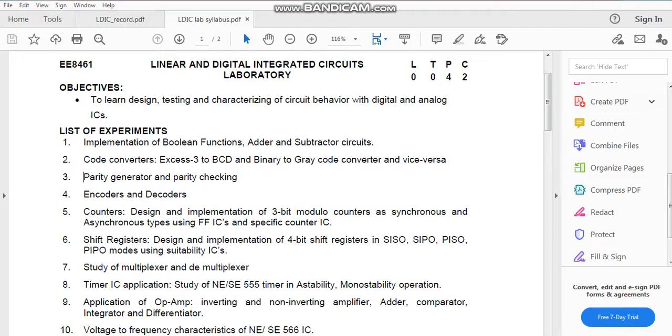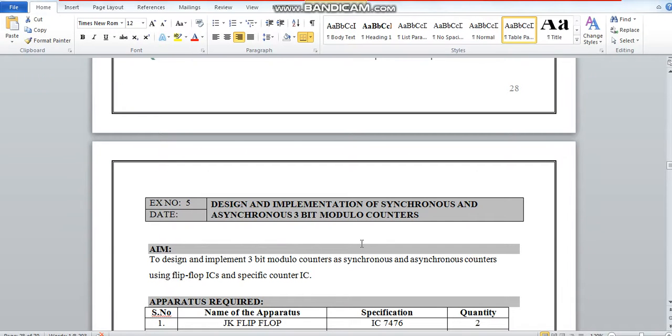Herein we will be doing both synchronous counter and asynchronous counter. First you have to understand the difference between synchronous and asynchronous. In a synchronous counter, the clock signal will be the same for all the flip-flops. Then it is a synchronous counter.